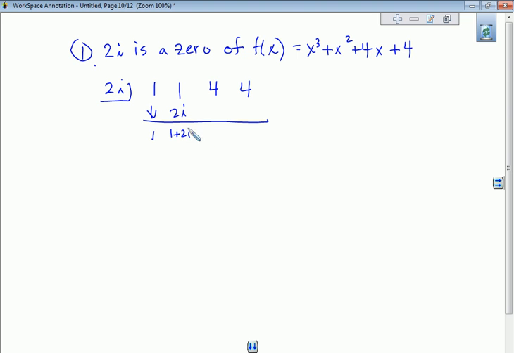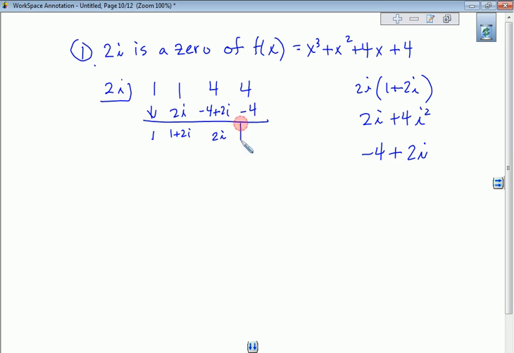So what happens when I multiply 2i times 1 plus 2i? 2i, and I'm just going to do it off to the side. Most of you could probably do this in your head. And what do we get with the i squared? It turns it into a negative. So this becomes negative 4 plus 2i. Well, isn't that nice? What happens to the 4's? They're going to cancel when we add right here, and we're left with 2i. And then 2i times 2i is negative 4. Oh, yes, it is a zero. I have a remainder of 0 here.